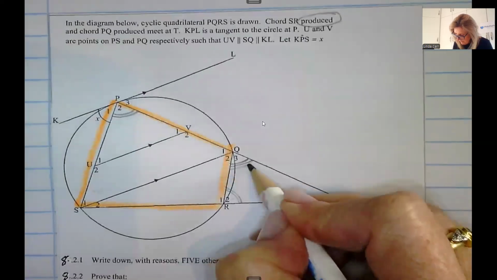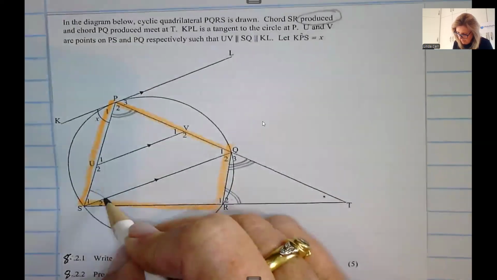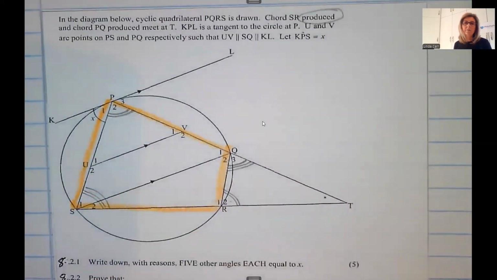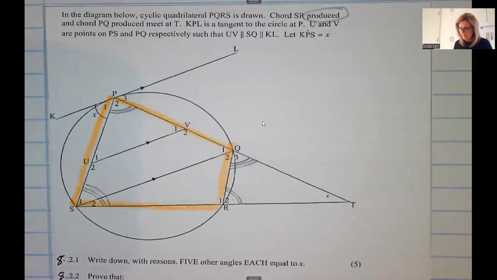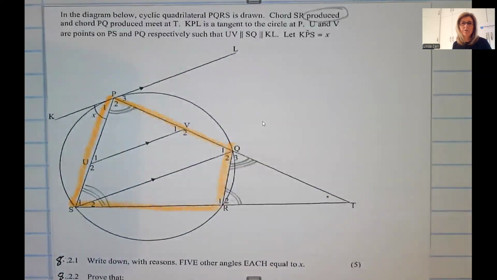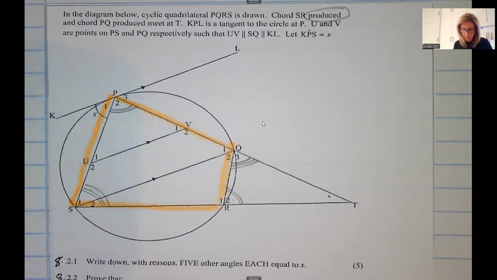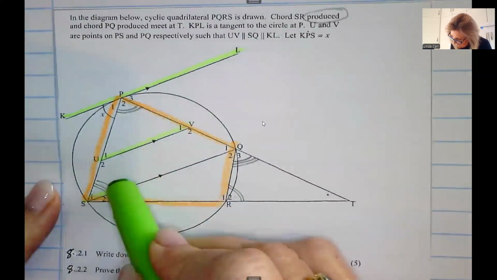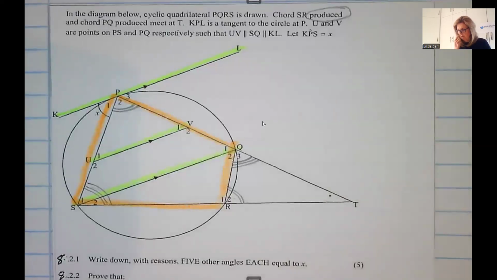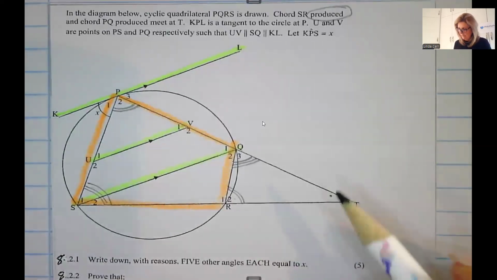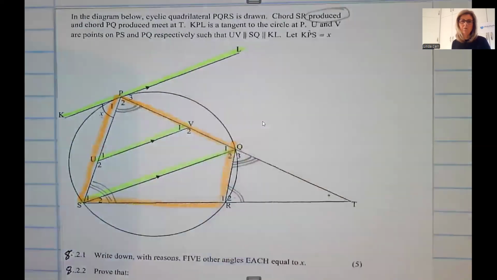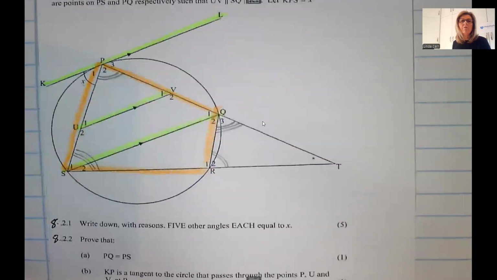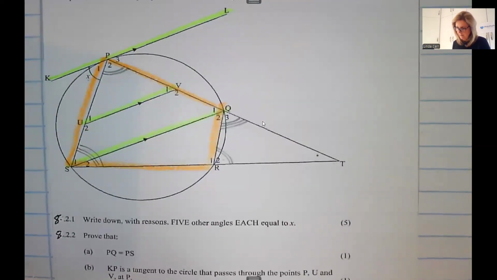And chord PQ is produced. So here we go again. Exterior angle equals the interior opposite angle. KPL is a tangent, so anything tan chord. U and V are points on PS and PQ respectively, so that we have parallel lines. So our tangent is parallel to UV, which is parallel to SQ. And then lastly, they've told us that angle P1 is equal to X. So this time they want 5 other angles equal to X.